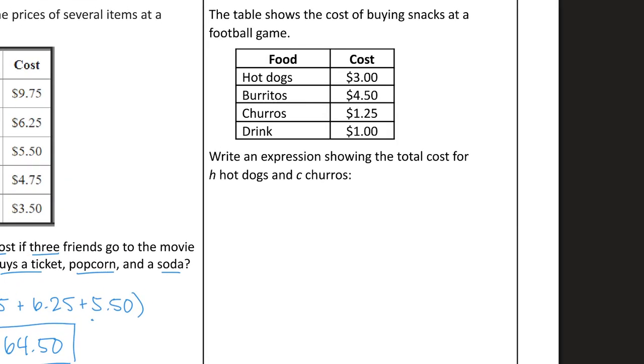Okay, last problem is a similar type of problem, except we don't know how many hot dogs or churros are bought. We just are going to use placeholders here. So we're going to use H for hot dogs and C for churros. So hot dogs cost $3. So the total cost for H amount of hot dogs would be $3 times H. And then we're also buying churros, right? Total means to add. Churros cost $1.25, so it's going to be $1.25 times C. Again, we don't know how many hot dogs are being bought and how many churros are being bought, so we're just going to use a variable to represent that amount.